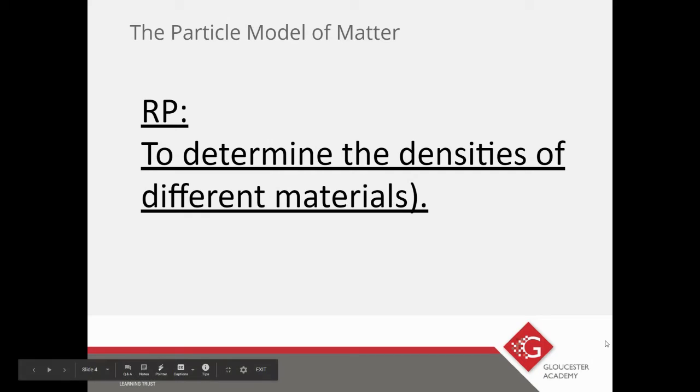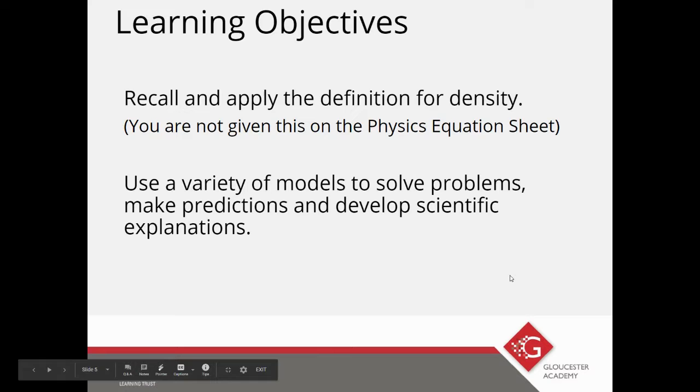So today's title, it's a required practical title, and it's to determine the densities of different materials. You need to recall and apply the definition for density. Remember, you're not given this in the exam. You need to be able to recall it and apply it. You should be able to use a variety of models to solve problems, make predictions, and develop scientific explanations.